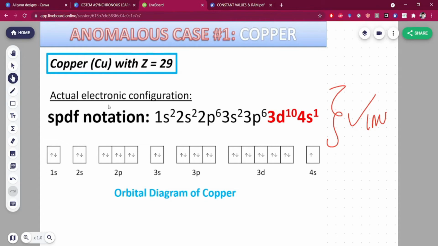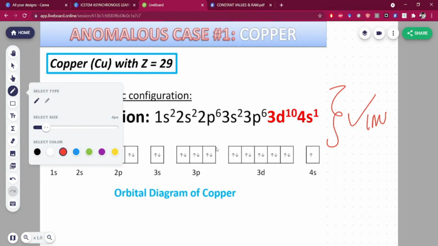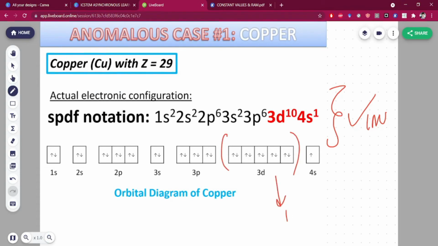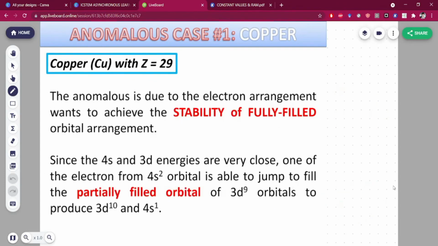Why is it going to be like this? Again, one of the electrons from 4s will jump into the 3d. So look at the red one. This is the actual electronic configuration. Then you get the fully filled 3d orbitals. So again, the stability is due to the fully filled orbital arrangement. It's the same as what is going on over here. One electron will jump into the partially filled orbital of 3d9 to produce 3d10 and 4s1.